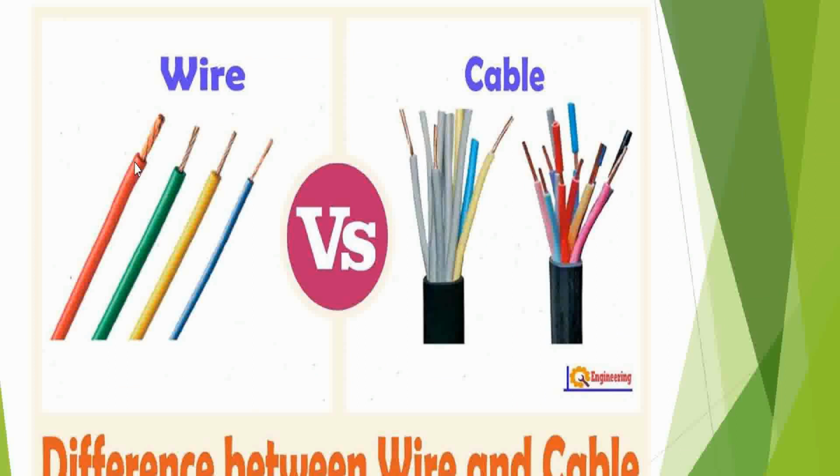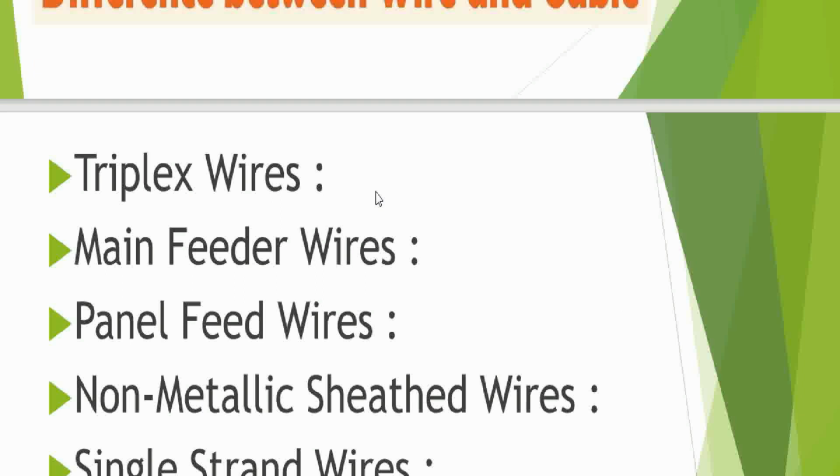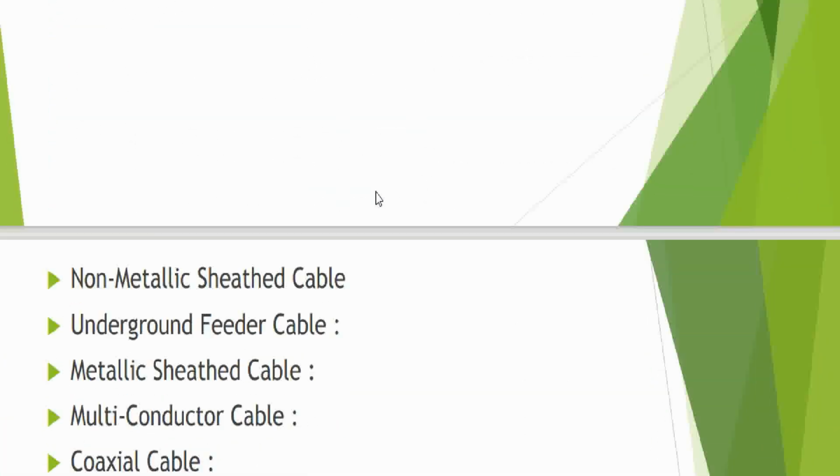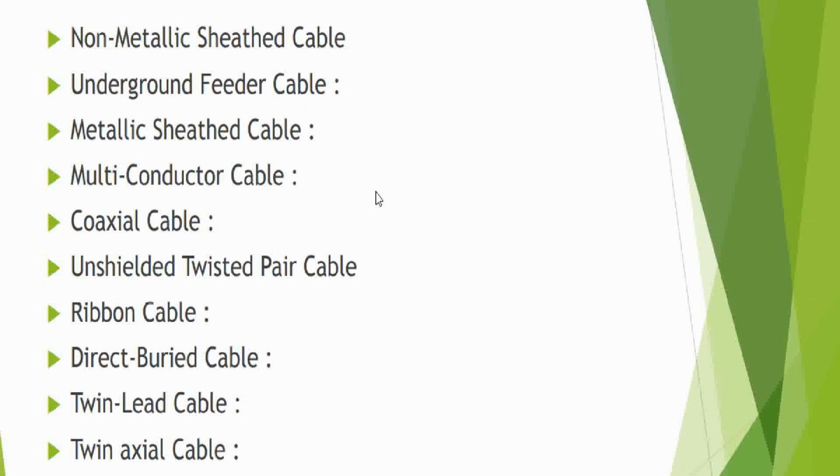Here you are having a single conductor, which is coated with plastic, that is an insulation. So this is your cable. This cable is having n number of conductors. So this is the main difference between your wire and cable. In the wires we are having triplex wire, main feeder wires, panel feed wires, non-metallic sheathed wires, single standard wires. These are some types of wires.